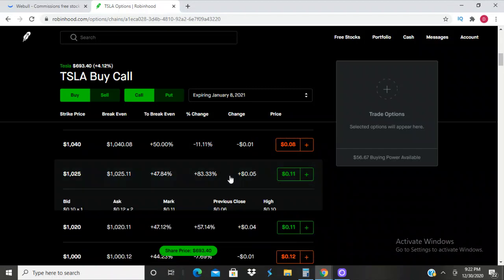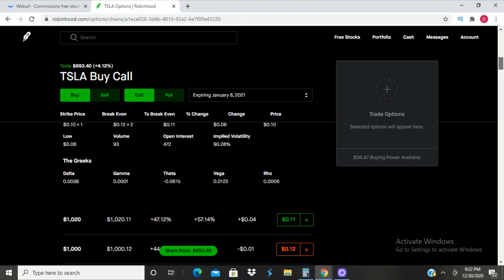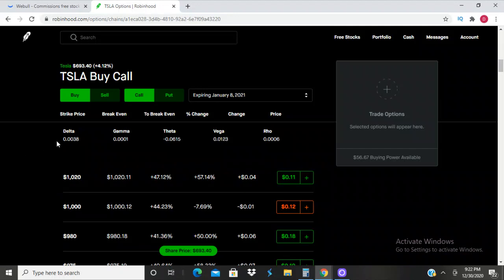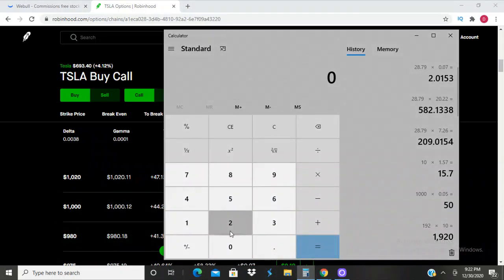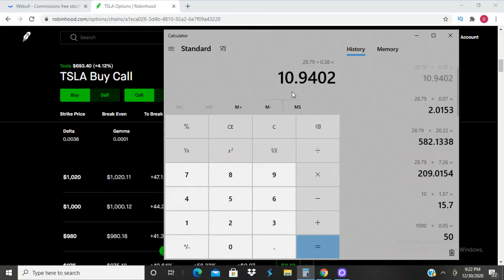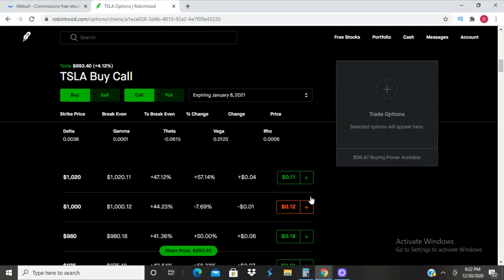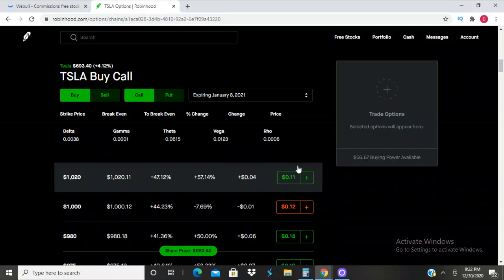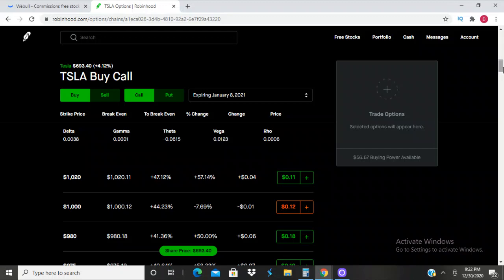Don't get me wrong, if you only had like $11 to work with, you can grab this $11 contract. Let's see what that is. So that's 38 cents. So 28.79 times 38 cents, you would have made $10.94. So you would have spent $11 and made $10.94. So basically down here, you would have just doubled your money pretty much, which ain't a bad move.